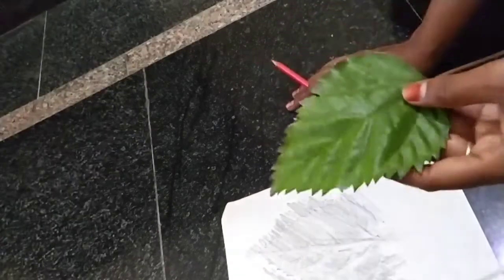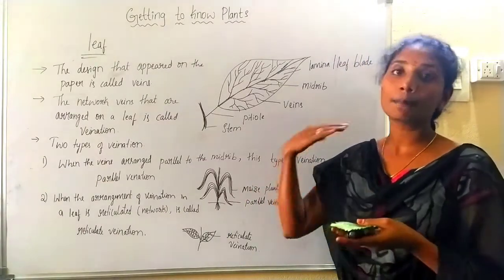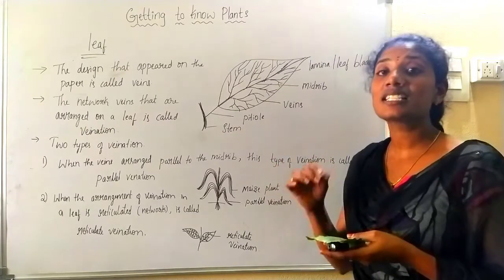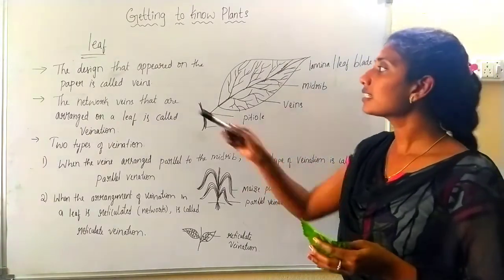So students, this is about this activity. When we do this activity, we have seen that lines have appeared on the paper. This design of lines that appeared on the paper, we call these lines veins.